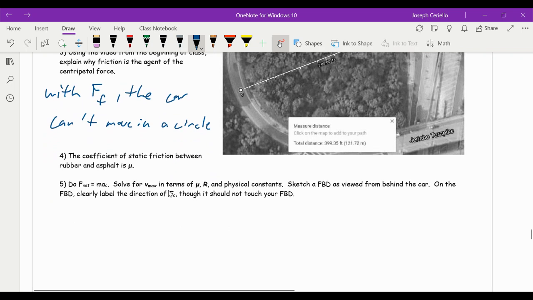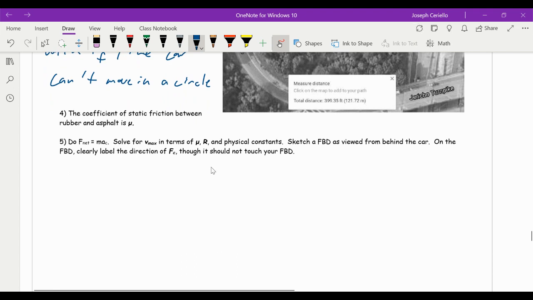So the coefficient of static friction between rubber and asphalt is mu. Okay. So if you recall, our force of static friction equation is equal to the coefficient of static friction times the normal force. All right. So that is for, well, I should say less than or equal to, but they are only equal when you have the maximum amount of static friction.